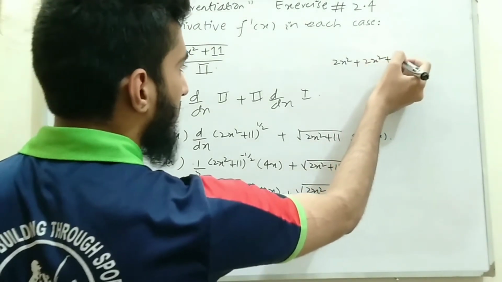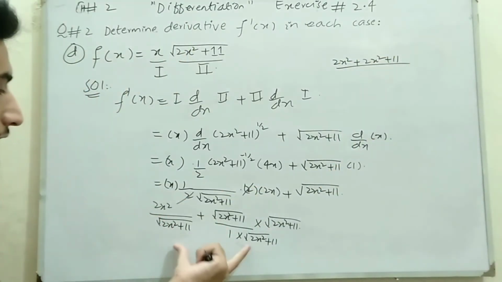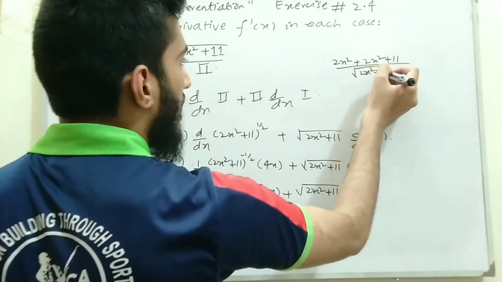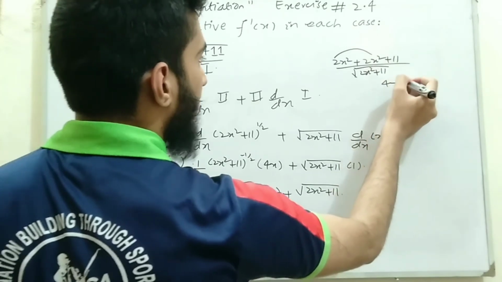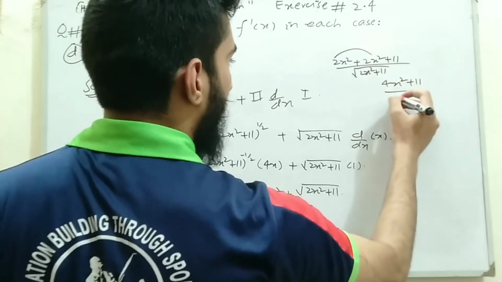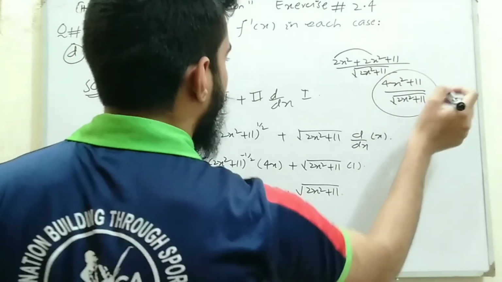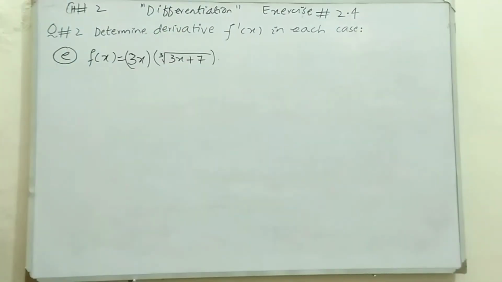So 2x square plus 11, and in numerator we have 2x square plus under the root 2x square plus 11 under the root. So in numerator we are left with 4x square plus 11 divided by under the root of 2x square plus 11. So this is the simplified form for the derivative of part number D. Now move to part number E.